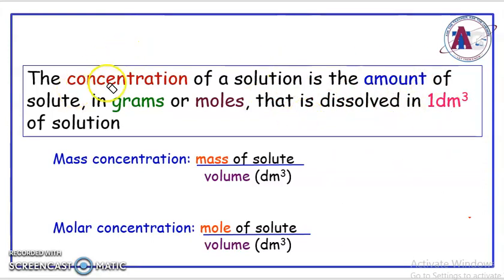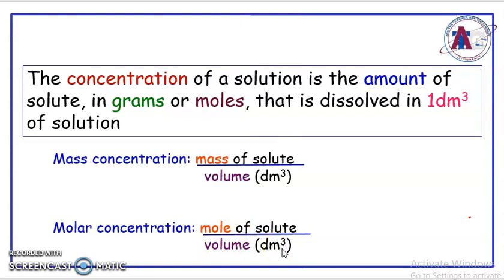Good. Now, the concentration of a solution is the amount of solute in grams or moles that is dissolved in 1 dm cube of solution. That is, the mass or the mole in 1 dm cube of solution. If we have the mass in 1 dm cube of solution, we call that mass concentration. That is why mass concentration equals mass of solute over volume in dm cube. Molar concentration is the amount in moles, which is moles of solute over volume in dm cube.